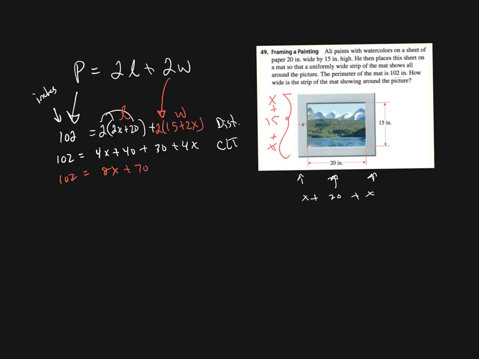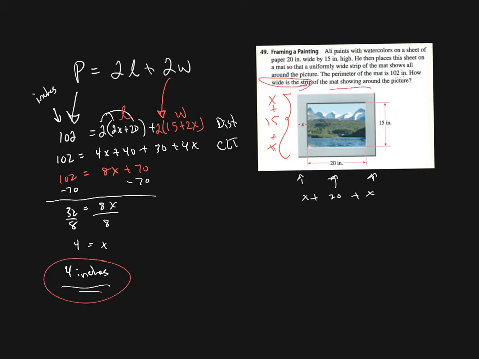And because this is a linear algebra problem, it's not a quadratic, I'm going to just isolate the variable. I'm not going to set this one equal to 0 because it's not a quadratic. So we got 102 minus 70 would give us 32 equals 8x. And divide by 8, x is equal to 4. And so now I know that the width of the mat is 4, and our units were inches. So I go back to the question, how wide is the strip of mat showing? I guess the strip of mat showing is 4 inches.